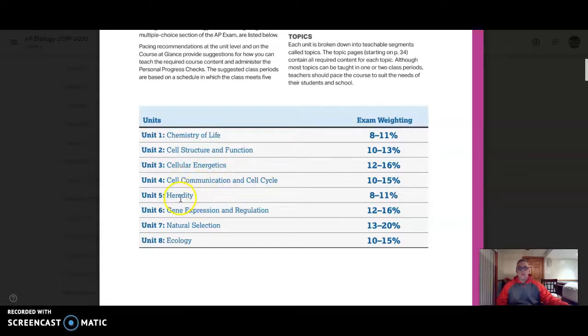Unit 5, heredity, we hit that pretty hard. Unit 6, gene regulation and expression. I feel really good about that. I know that was the last chapter that we just finished up.